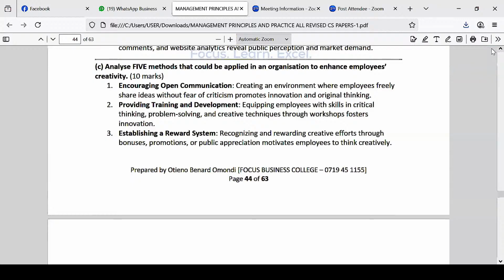Now, number one is encourage open communication. That's very important. If you want a creative environment, then encourage people to communicate. Let them tell us the ideas they have. Let us tell them why we think the ideas are good. So creating an environment where employees freely share ideas without fear of ridicule promotes innovation and original thinking. That is very important. So encourage a lot of communication.